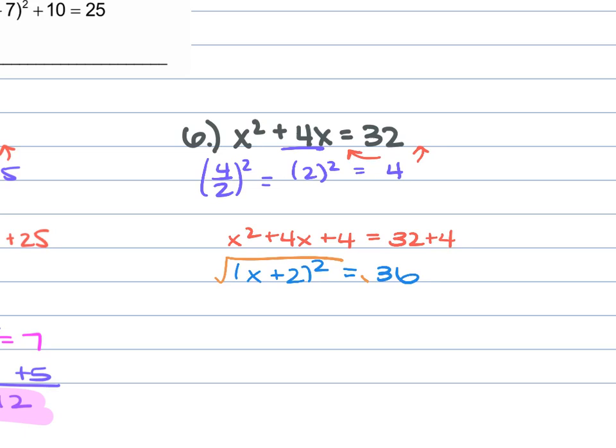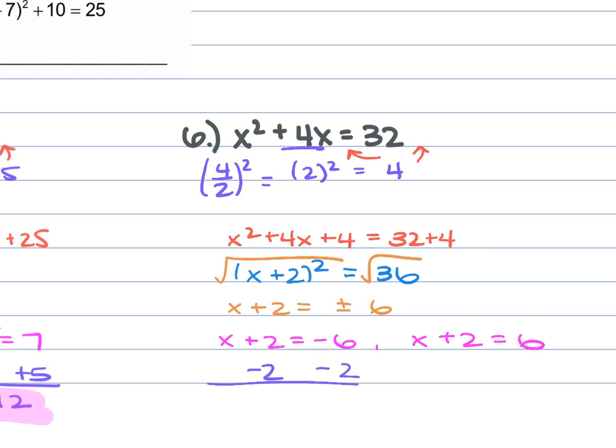Take the square root of both sides. We get x plus 2 is equal to plus or minus 6. Separate into two equations. X plus 2 is equal to negative 6, and x plus 2 is equal to positive 6. Subtract the 2 from each side to get that x is equal to negative 8, and x is equal to 4. I'm sorry. Subtract the 2, x is equal to 4.